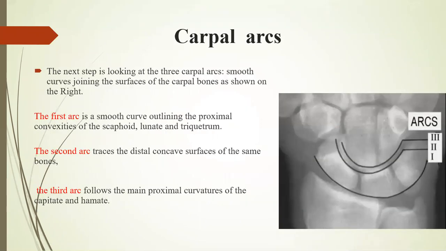Now the carpal arcs. The next step is looking at the three carpal arcs, which are smooth curves joining the surfaces of carpal bones as shown on the right. The first arc is a smooth curve outlining the proximal convexities of the scaphoid, lunate, and triquetrum. The second arc traces the distal concave surface of the same bones, and the third arc follows the main proximal curvature of the capitate and hamate. This is the third arc.